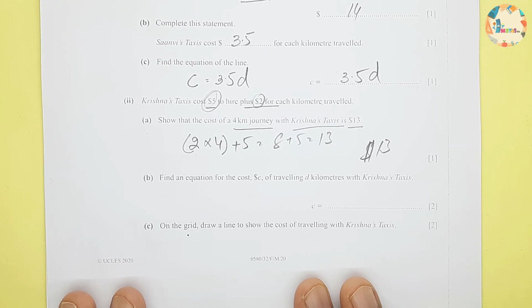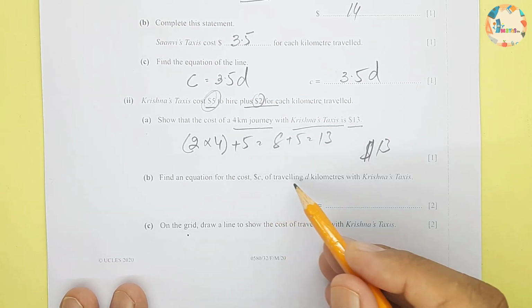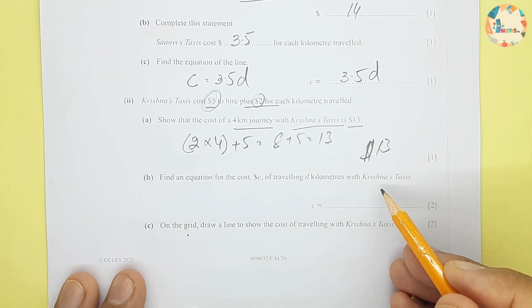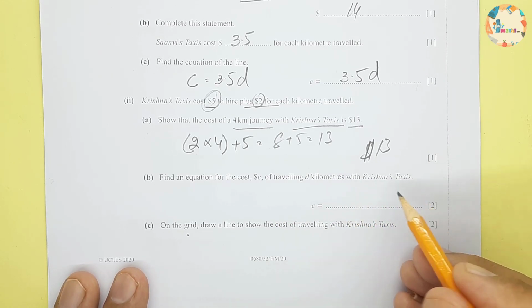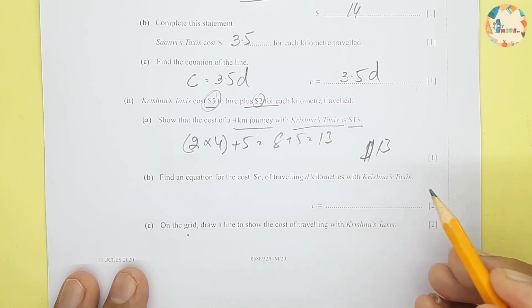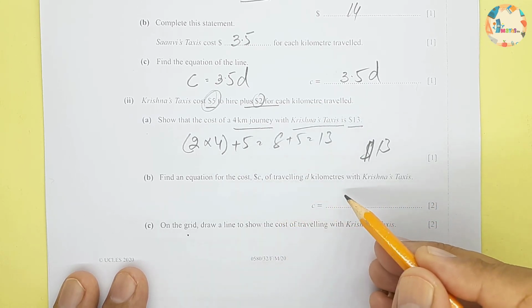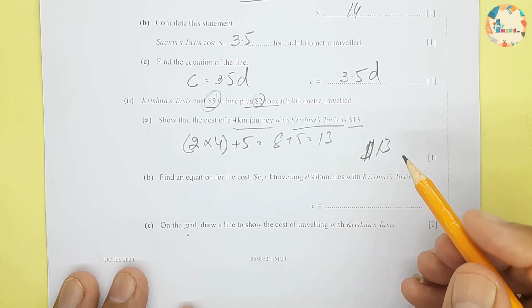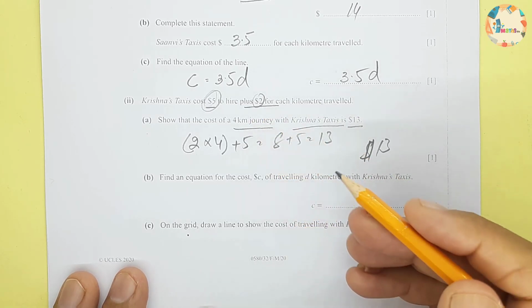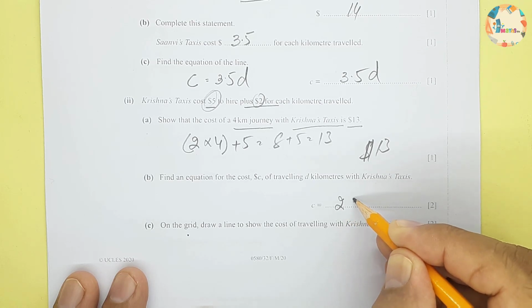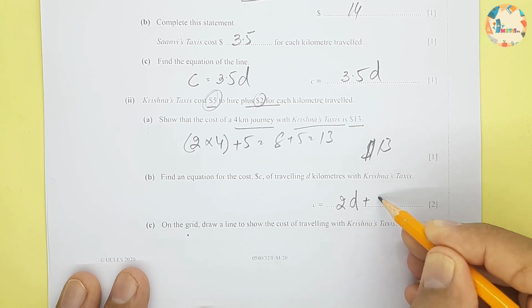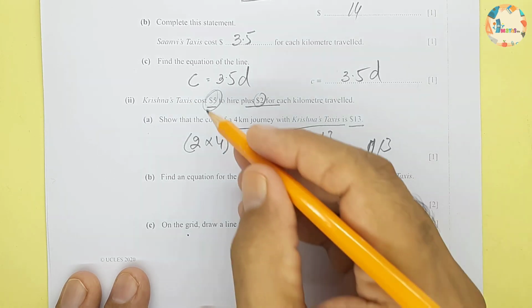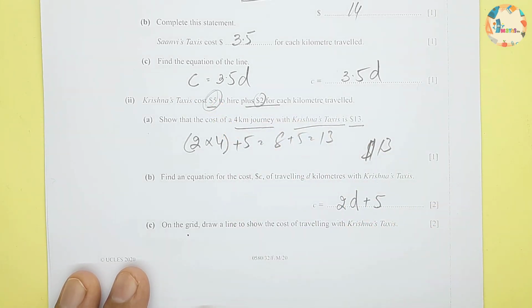Find an equation for the cost C dollars of traveling D kilometers with Krishna's taxis. So this will be C is equal to 2D plus 5. 2 into D, how many kilometers the person is traveling, plus 5 for hiring, which is this one. So 2D plus 5 will be the answer.